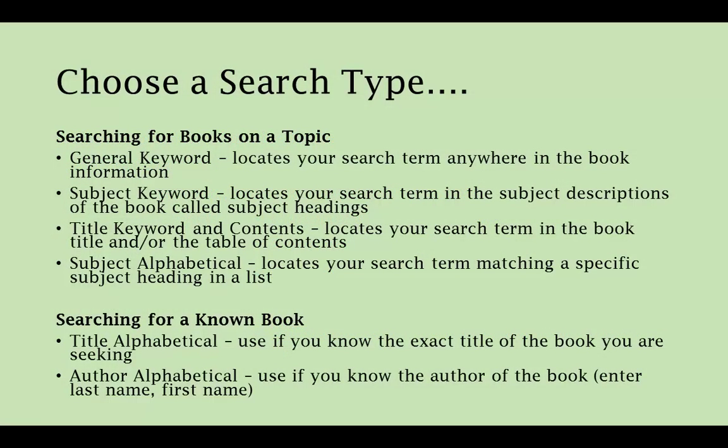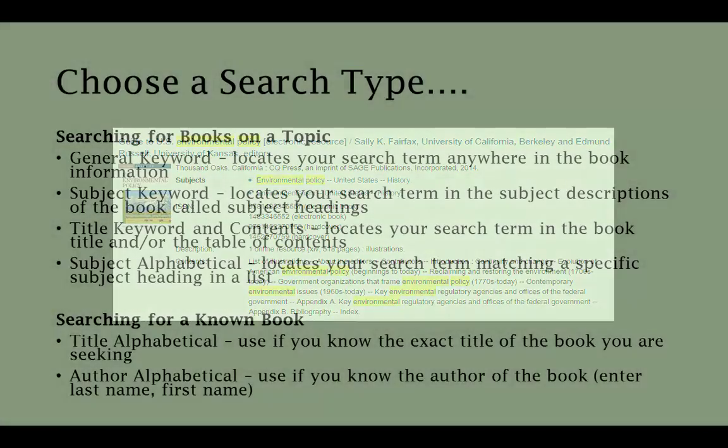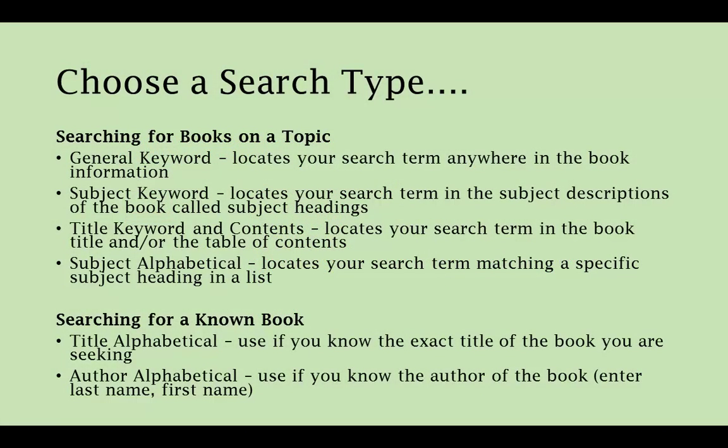The title keyword and content search locates your search terms in the titles of the books and any available tables of contents. Subject alphabetical matches your search terms to the beginning of a subject heading in an alphabetical list in the catalog, allowing you to explore all books given the same subject heading.